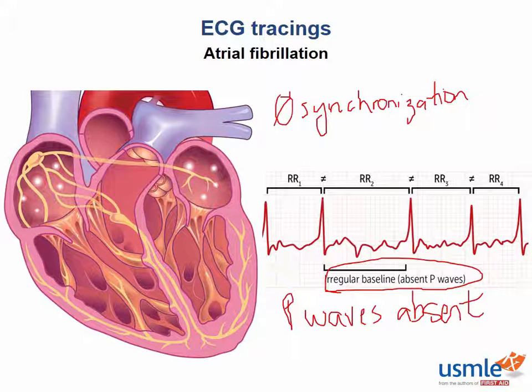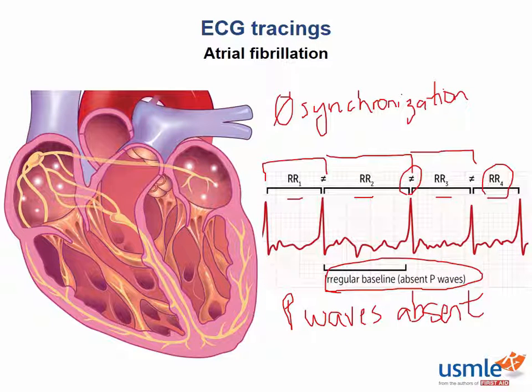And finally, another important finding on the EKG is that there is an irregular heartbeat, or the RR intervals, the time between each QRS complex, is very different, is variable. You can see RR1 does not equal RR2, does not equal RR3, does not equal RR4. There is irregular spacing between the QRS complexes. So why do we see this? Why do we see this irregular spacing of the QRS complex?